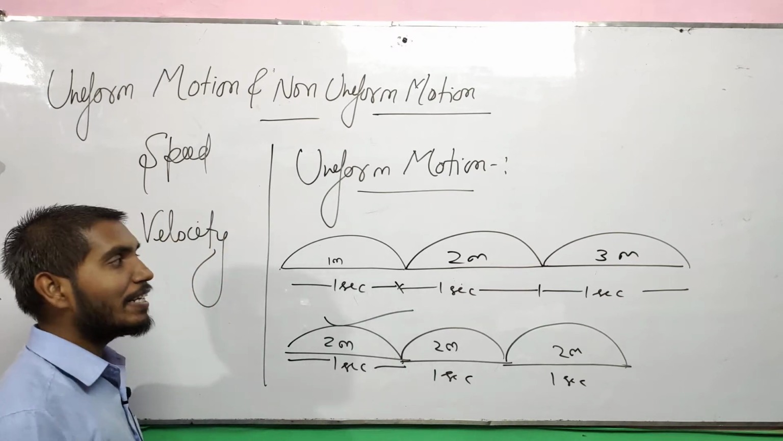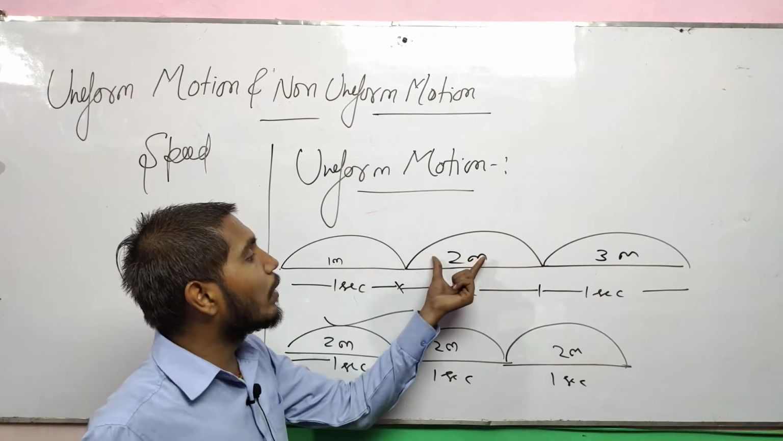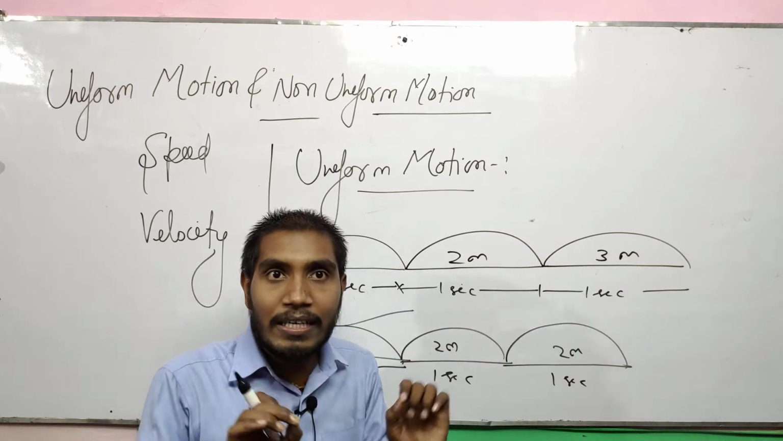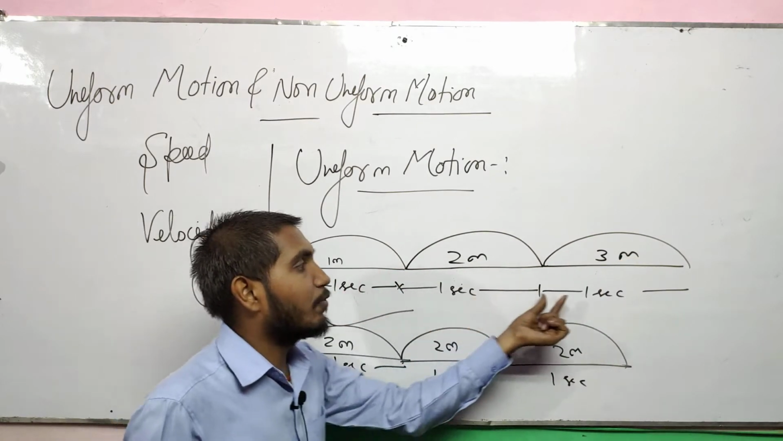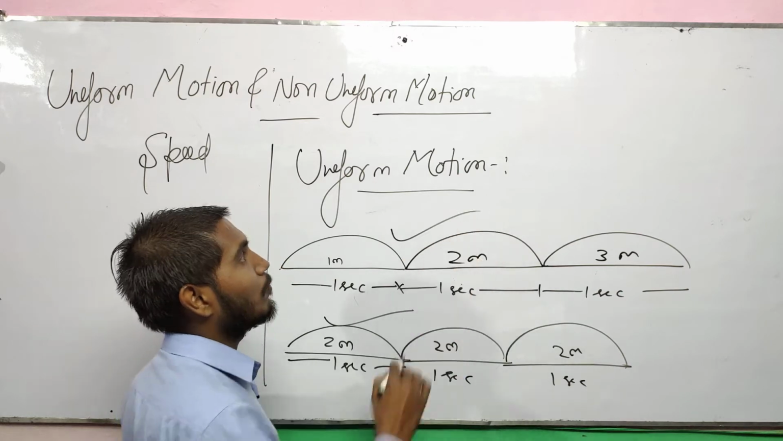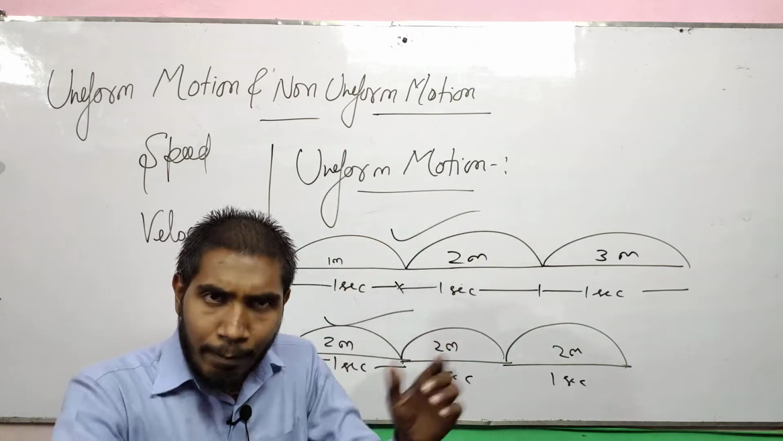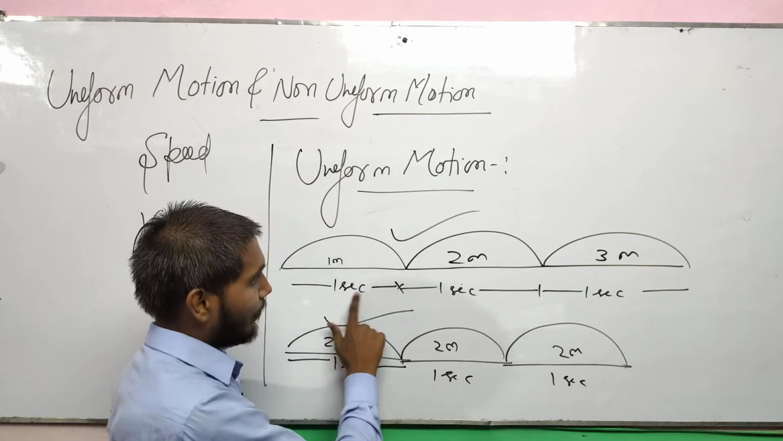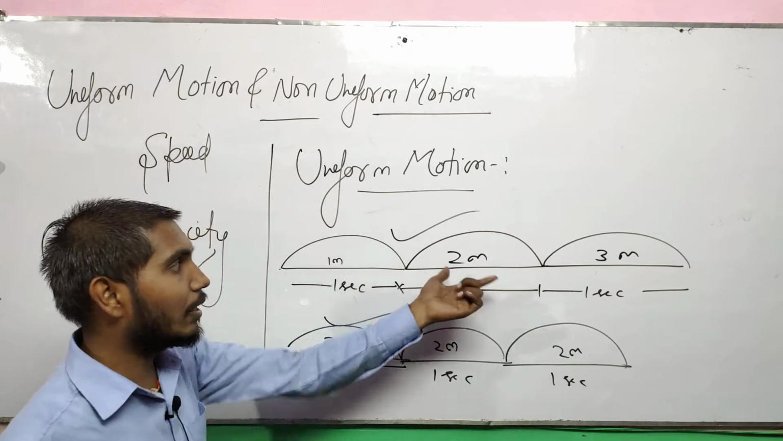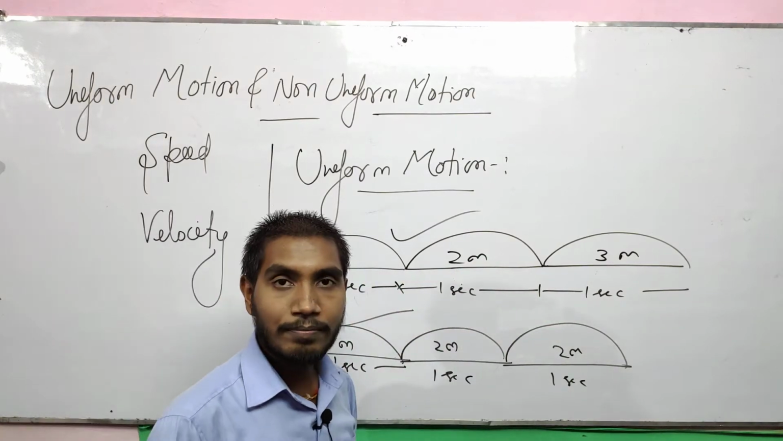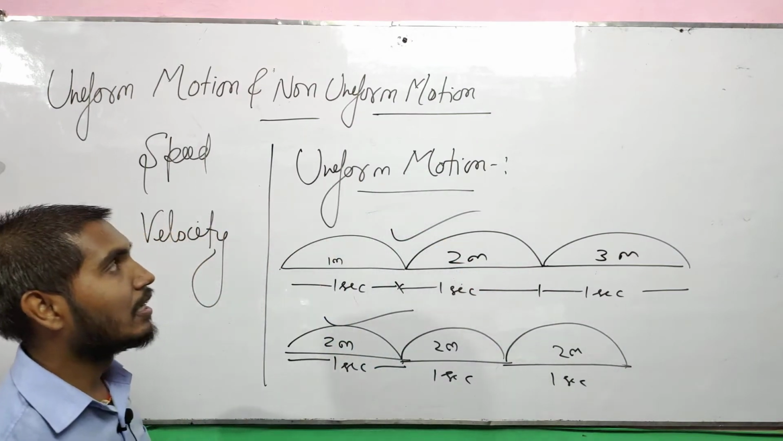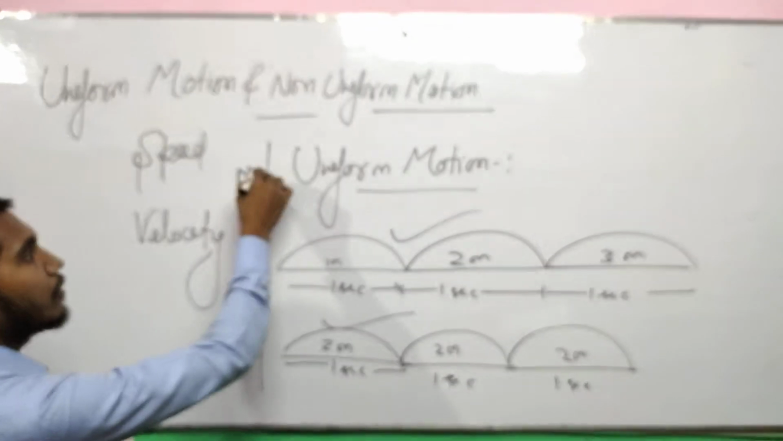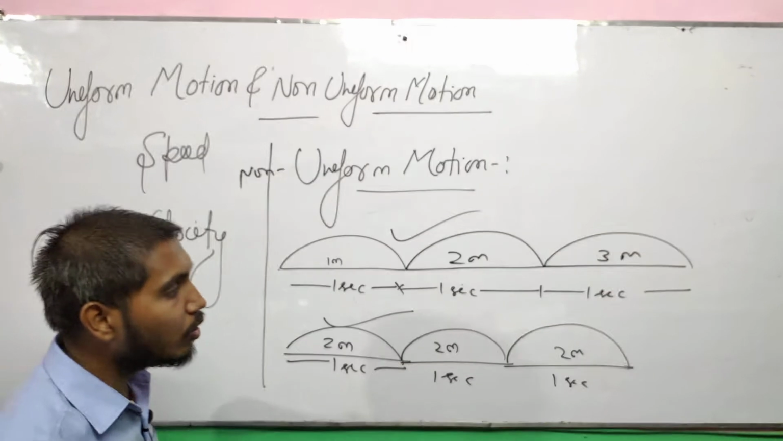So if any object covered unequal distance in equal interval of time, then this type of motion is called non-uniform motion. Maybe the time interval is very small, not 1 second, less than 1 second, but every time interval is equal. But the distance covered in every second is not equal. So this motion is called non-uniform motion.